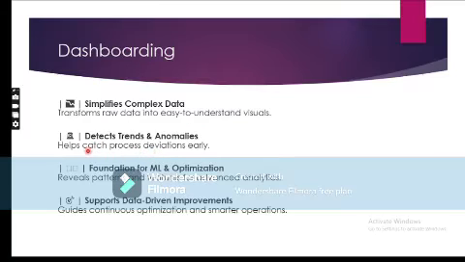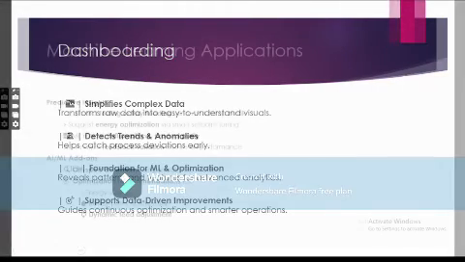It gives early sign when any process deviation occurs, like a temperature spike or a pressure drop. Third, dashboards act as a foundation for ML and optimization. The patterns and key features become easily visible, and that becomes the base for the machine learning models. And finally, it supports the data driven improvements. This creates the continuous improvement cycle, which makes the process smarter and more efficient every time.